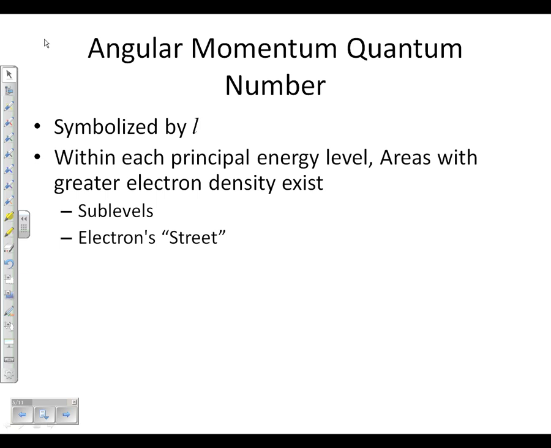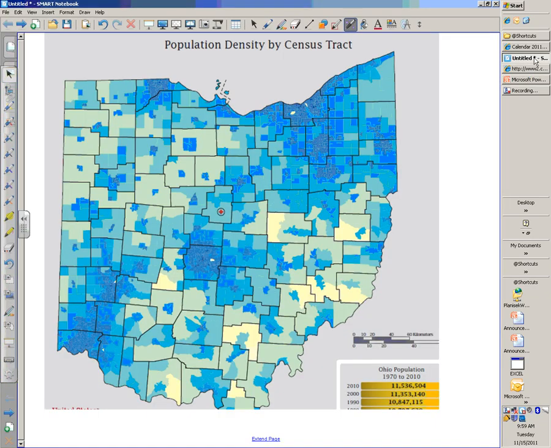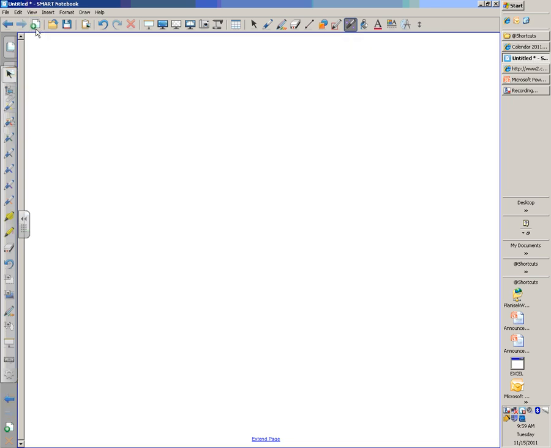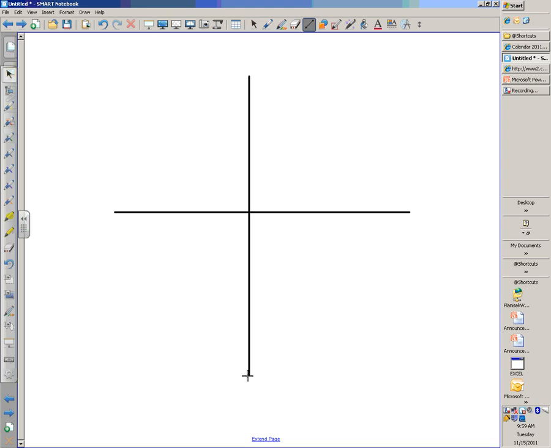I'm going to do this in a little different order than I've done it before, to see if it works a little better. Let's start off with an x-axis and a y-axis. We're making a graph to see relationships, to see patterns. Make this a little bigger. Origin. Nucleus at the origin.